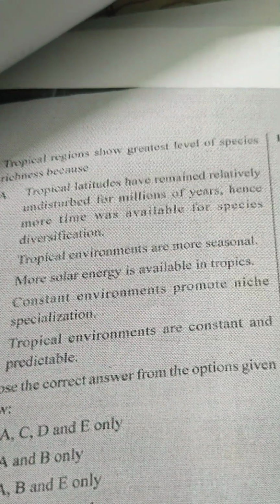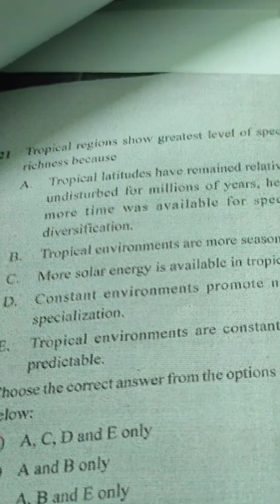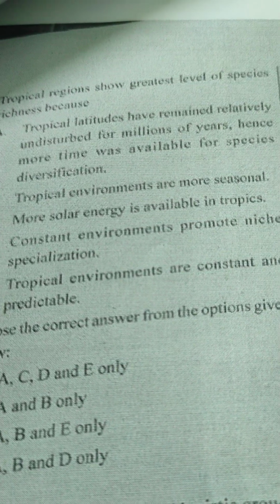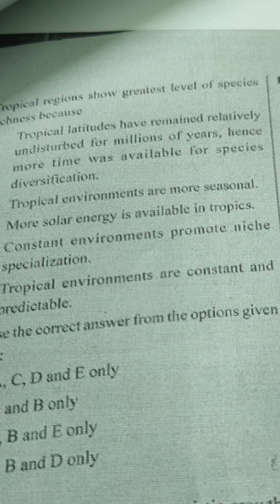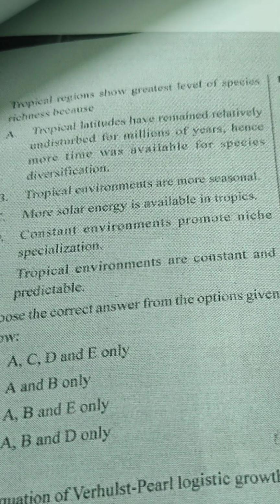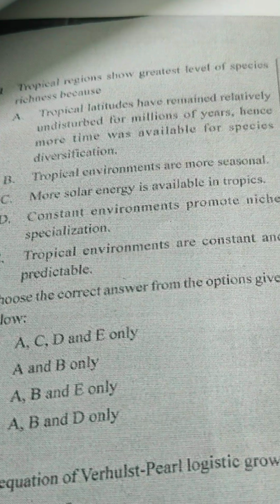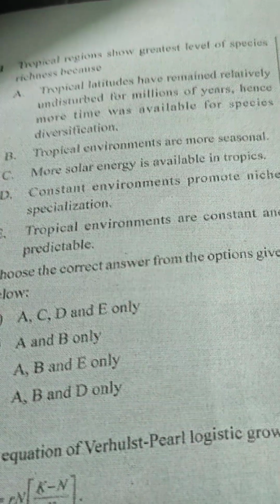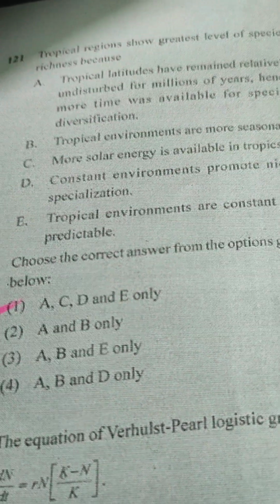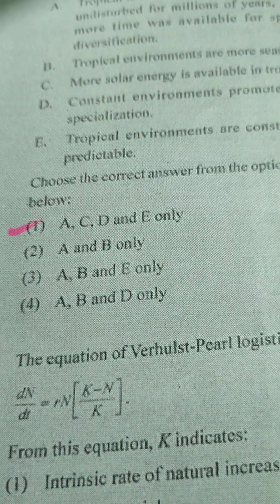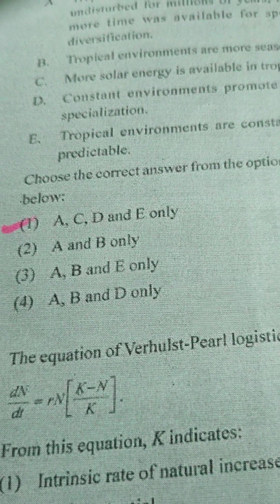Question number 121. Tropical regions show greatest level of species richness because: Option A. Tropical latitudes have remained relatively undisturbed for millions of years, hence more time was available for species diversification. Option B. Tropical environments are more seasonal. Option C. More solar energy is available in tropics. Option D. Constant environments promote niche specialization. Option E. Tropical environments are constant and predictable. Correct is 1, A, C, D, E.